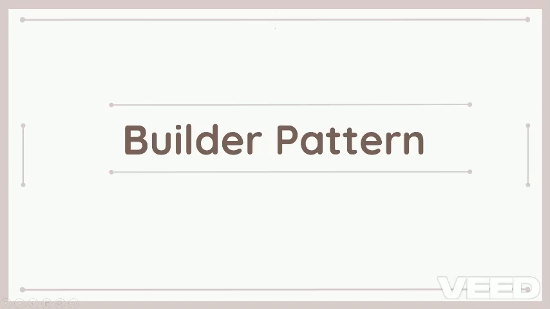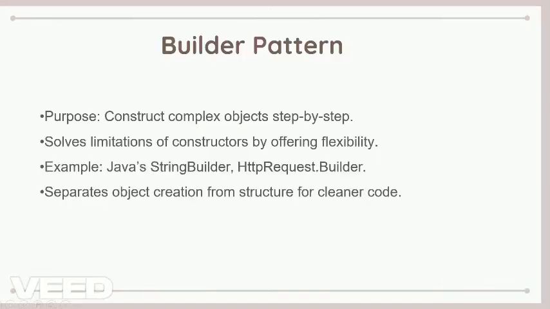The builder pattern is used when constructing complex objects. Sometimes using constructors to create objects can be limiting, especially when we need flexibility. The builder class helps solve this problem by allowing step-by-step object creation. For example, Java StringBuilder and HttpRequest.Builder let developers build objects gradually and customize them as needed. The key advantage of this pattern is that it separates the process of object creation from its actual structure, making the code cleaner and easier to maintain.